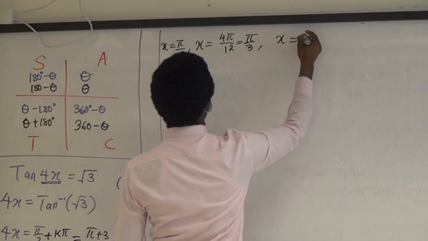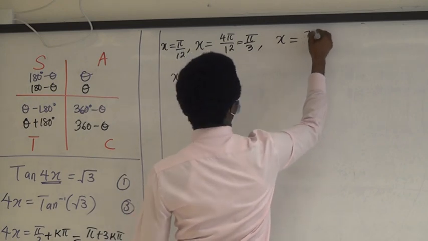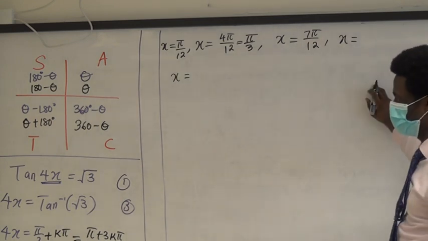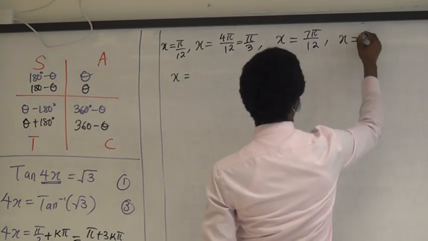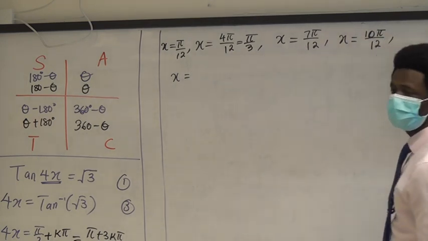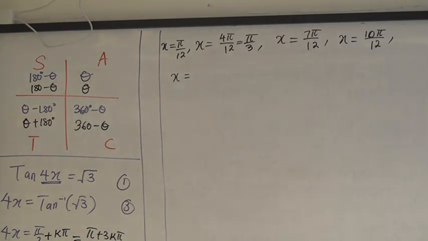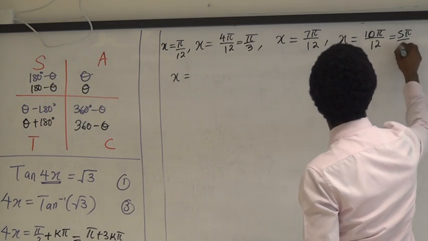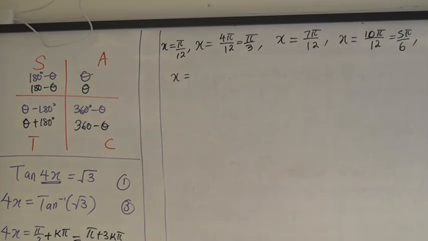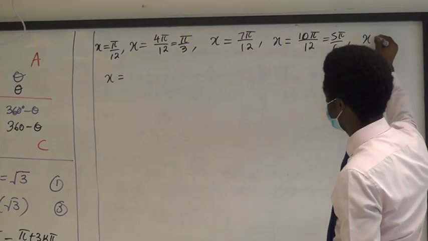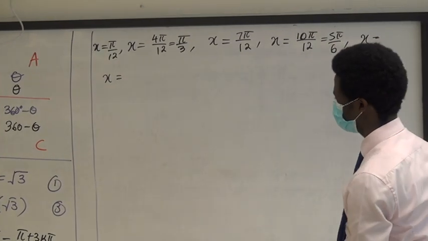Another solution is x is equal to what? 7 pi over 12. When k is equal to what next? 3. So what do we have? 10 pi over 12. There's so many. What's that? 5 pi over 6. Okay, now this is a lot of solutions. So when you add one more pi, when k is equal to what? 4. What do we have?